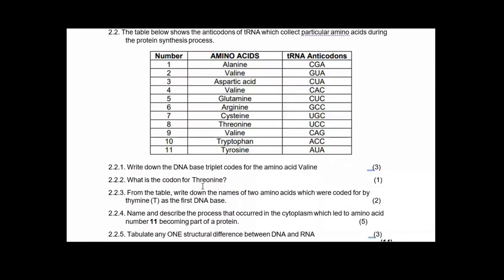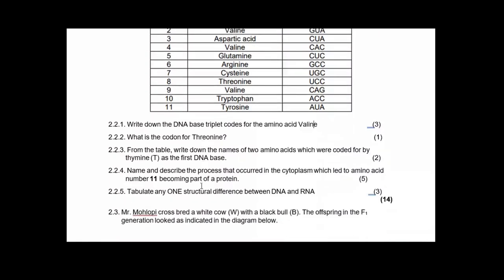And 2.2.3 said from the table, write down the names of 2 amino acids which were coded for by thymine as the first DNA base. So this one is a bit tricky. You have to identify the two amino acids that are coded for by thymine as the first DNA base. So how are we going to figure this one out? You're going to have to go from the DNA to the mRNA to the tRNA. And in this case, we have to look for what would have started with the letter T to give you the tRNA. Anyone in the chat that can give us this one? You must give me a name, valine, alanine, which one it is.